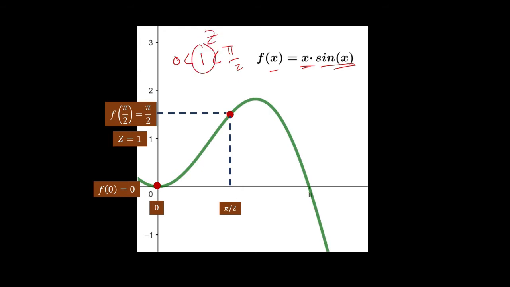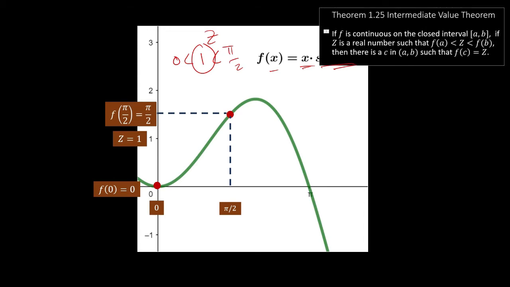What does the theorem tell us? If f is continuous on the closed interval [a, b], and if capital Z is a real number between f(a) and f(b), then there is a small letter c, a real number c in the open interval (a, b) such that f(c) is equal to capital Z. So this means that, because our function is continuous in the closed interval 0 to pi over 2, we are sure to find a real number c between 0 and pi over 2 so that f(c) is equal to 1.